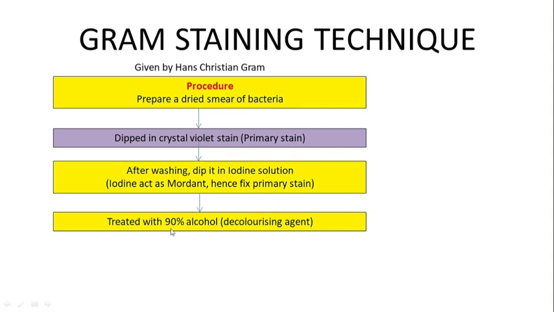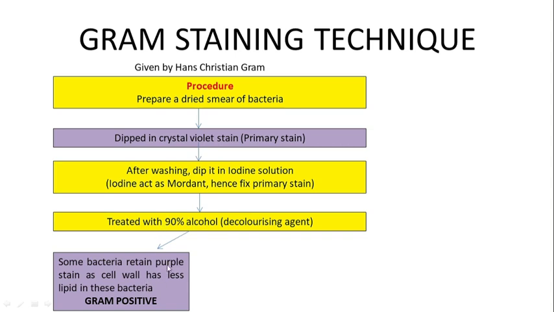After this we wash it with 90% alcohol. 90% alcohol means that we are adding alcohol in order to clean the stain. Now after this, if the bacteria still retain the purple color of crystal violet, then they are known as gram positive. And why are they retaining the purple color? Because in gram positive bacteria, the cell wall has less lipid. Therefore, even after the wash with alcohol, the stain will be retained.